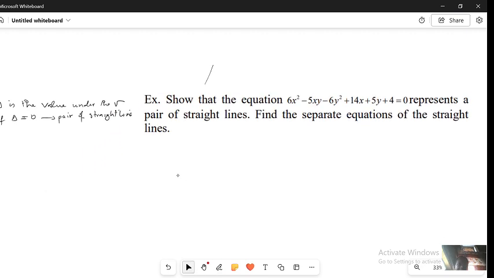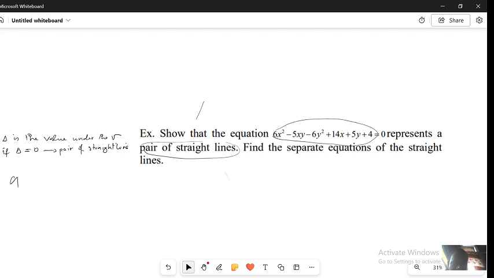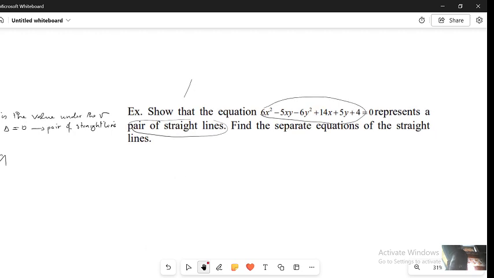In this example, let's say we want to show that the equation represents a pair of straight lines. We have this equation. First of all, let me determine the value of a. The value of a equals 6.